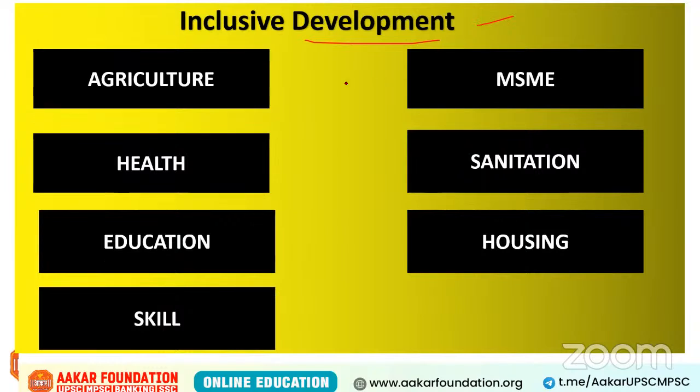In that context, inclusive development has gained great importance, and the budget has rightly given importance to the pillar of inclusive development. In that pillar, you can see its sub-pillars: agriculture, health, education, skill, then micro, small and medium enterprises, sanitation, housing, and even the northeast region, which has been neglected since independence but has been given importance by governments over the years. Let's move ahead and find out what the budget provisions are for agriculture, health, education, skill, MSME, sanitation and housing.